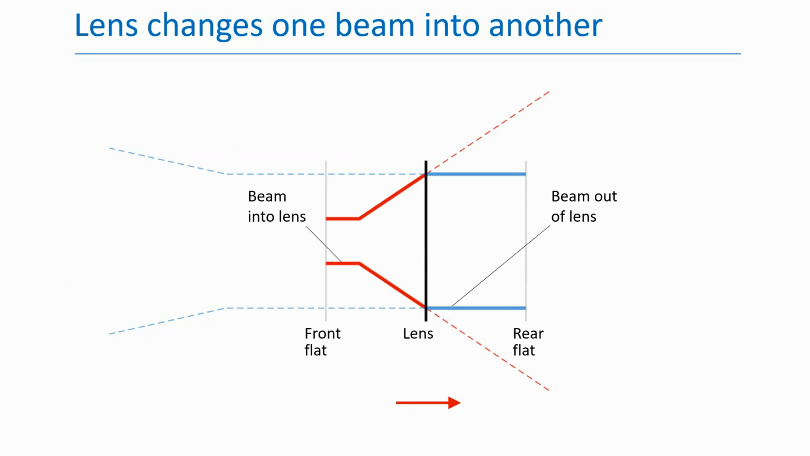The lens acts to change the first beam into the second beam. The first beam is in its far field, and the second beam is in its near field. Also, the focal length in this case is 48, so it's a factor of 3 larger than the elbow distance of the first beam, and it's a factor of 3 smaller than the elbow distance of the second beam.